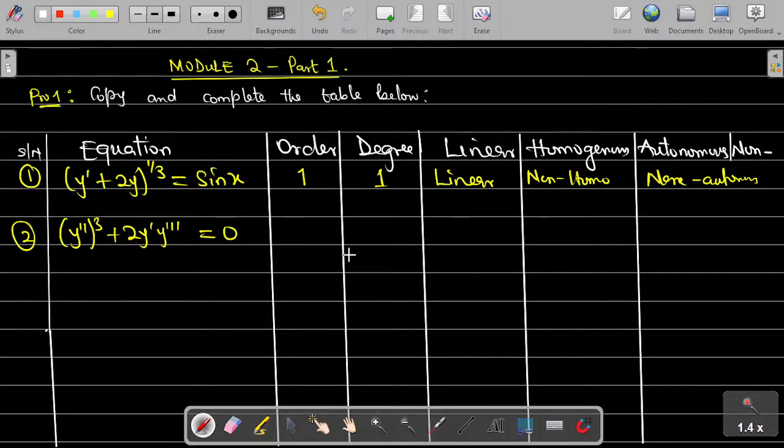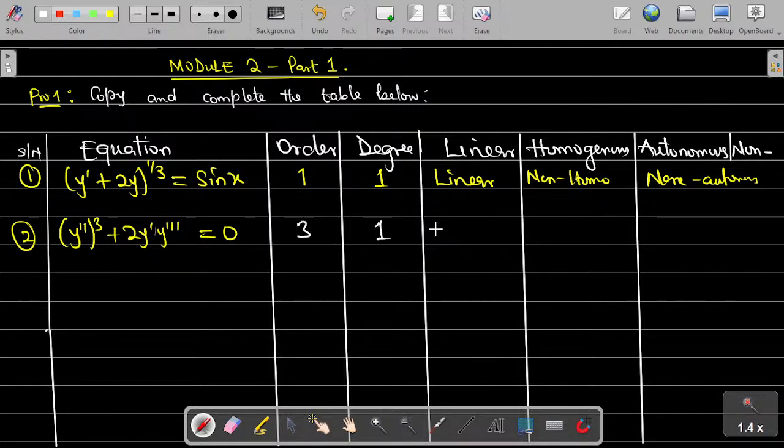What's the order of this? The order is the highest derivative present, which is 3. For some of these they fill in part of it for you, so you just take notes. Like this one, non-autonomous was filled, linear was filled, so we just fill the other 3. The degree is 1, because the power of the highest derivative is 1.